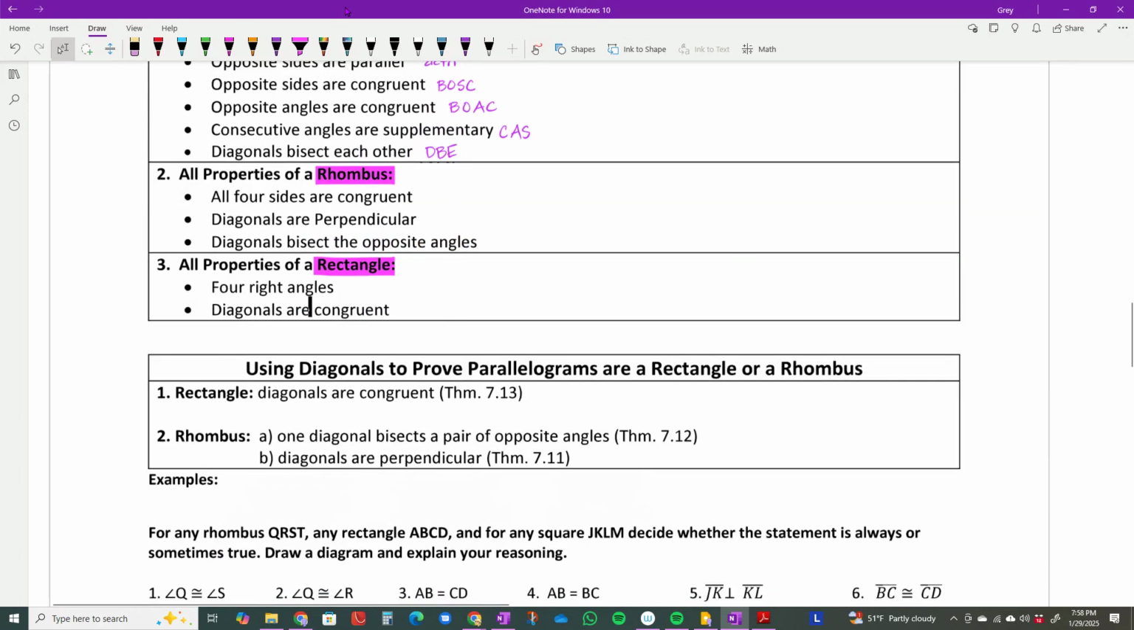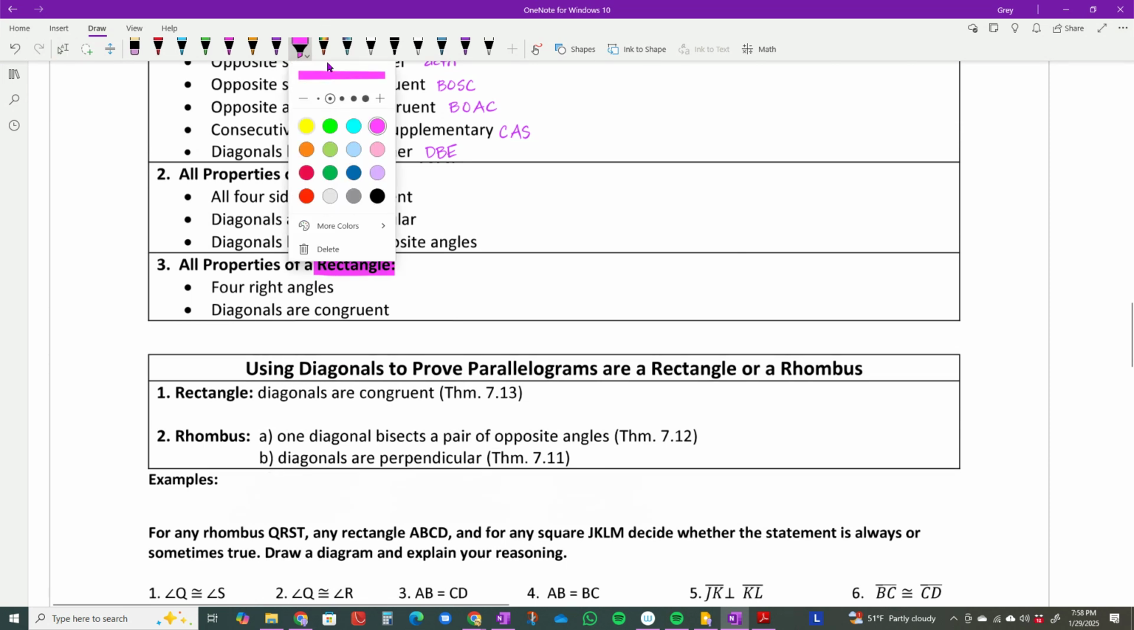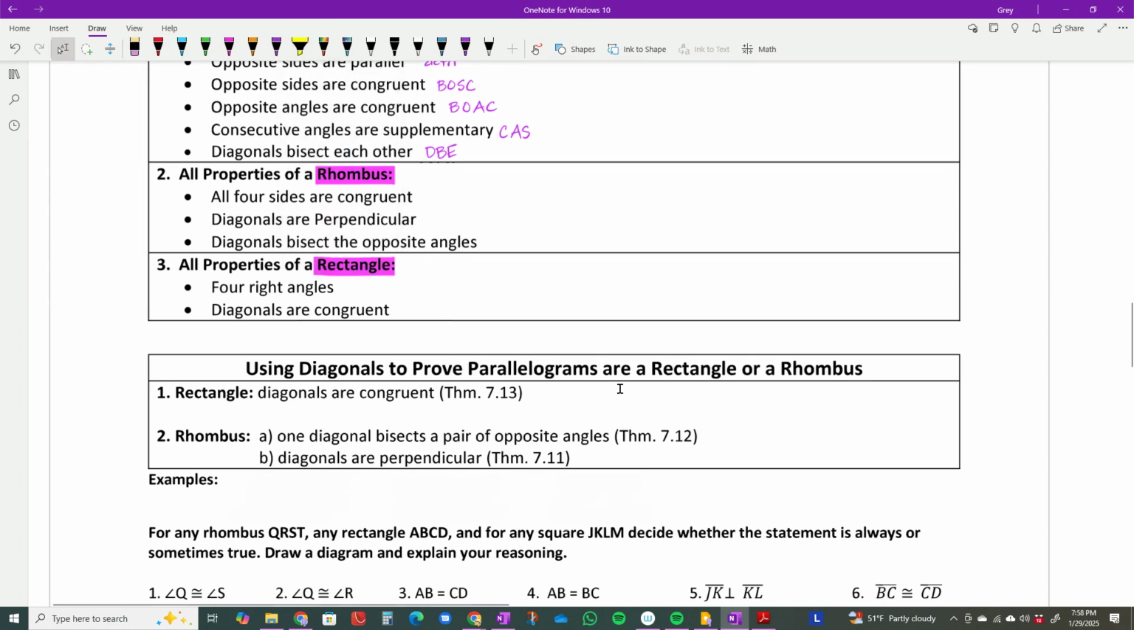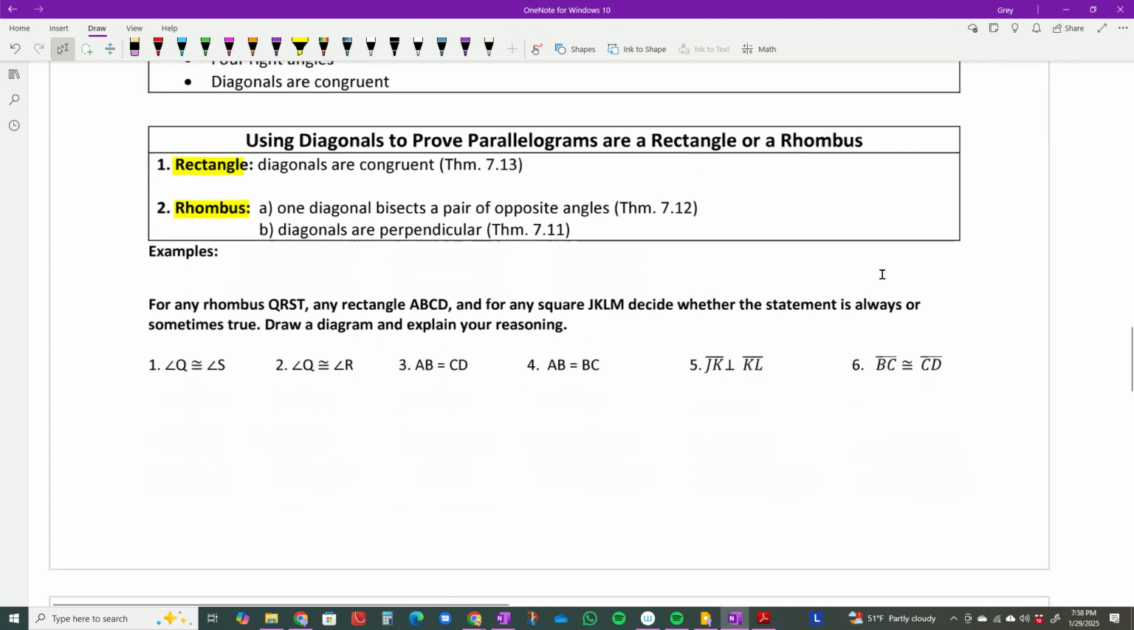And then, last but not least, we'll go back to using diagonals to prove parallelograms. I did talk to you earlier that the easiest way to use diagonals to prove a quadrilateral is a parallelogram is that the diagonals bisect each other. If you're trying to prove it's a rectangle, then you just want to prove the diagonals are congruent. If you want to prove it's a rhombus, then you prove one diagonal bisects a pair of opposite angles, or the diagonals are perpendicular. I happen to think that B is easier, but you can do whichever one you want. But we will use this more in future activities. Okay, here are examples.